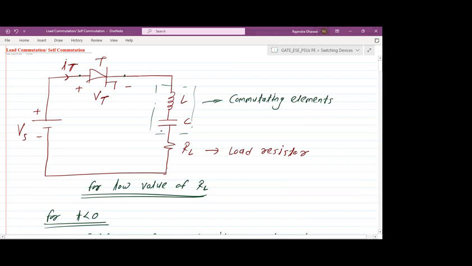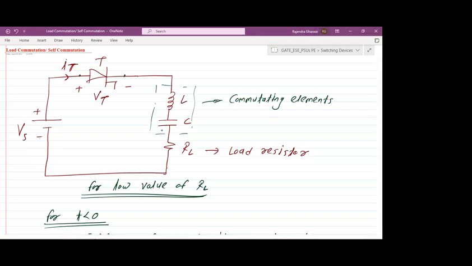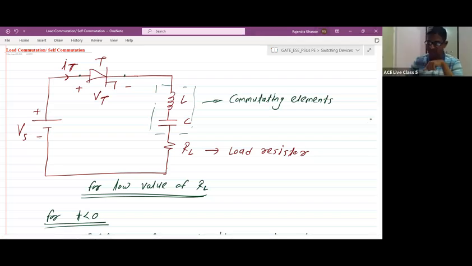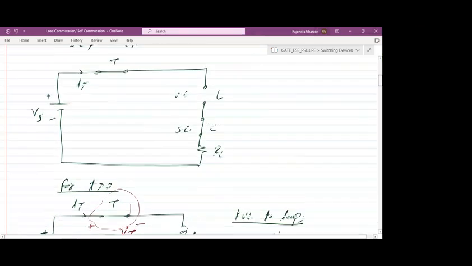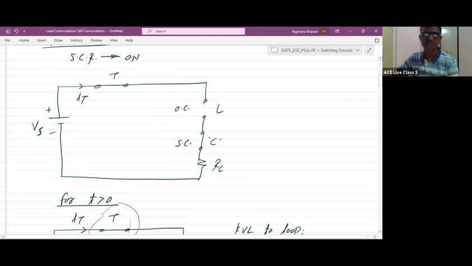If the capacitor tries to maintain the same 0 volt, the meaning is the capacitor will act as a short circuit, because in a short circuit the voltage is 0. So the capacitor acts as a short circuit. The same thing we have written here, shown here. Inductor acts as open circuit. Okay, so we'll take a break here. We'll discuss other doubts after the break, right?